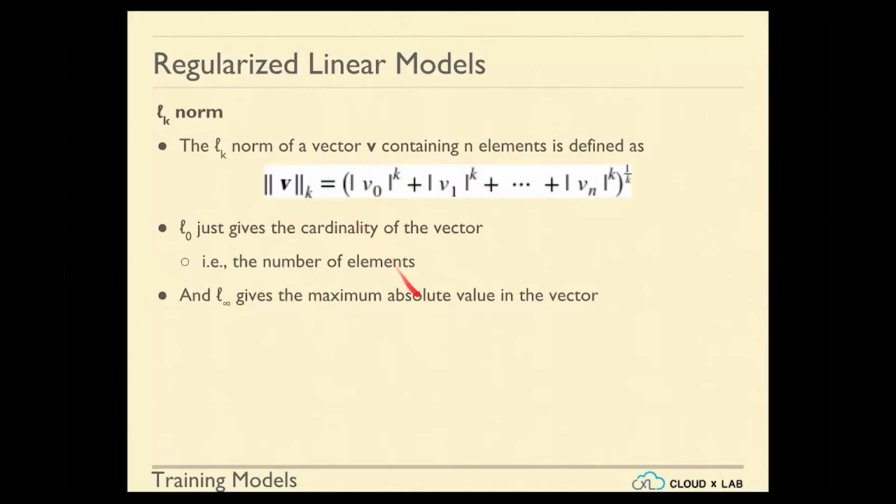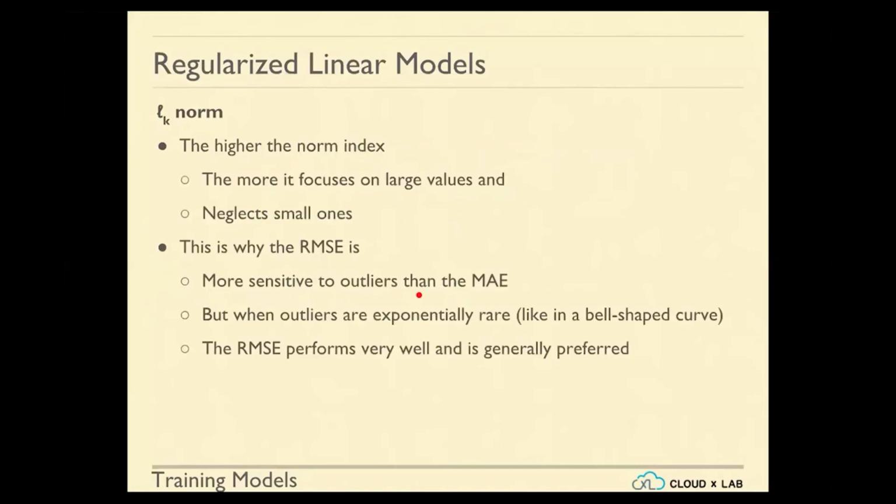With LK norms, the higher the norm index, the more it focuses on large values. Because when the power increases, let's say square, one's square is 1, while 10's square is 100. Similarly, for cube, one's cube is 1 and two's cube is 8, while 10's cube is 1000. So as k keeps going up, the higher values become far higher, while the smaller ones do not play significant roles.